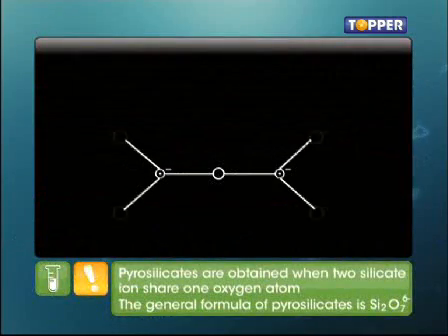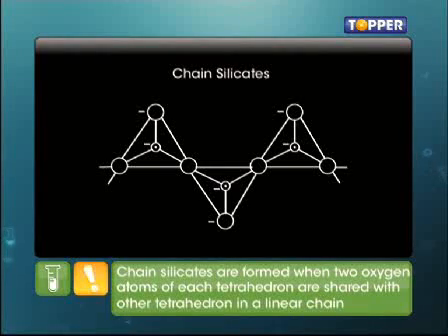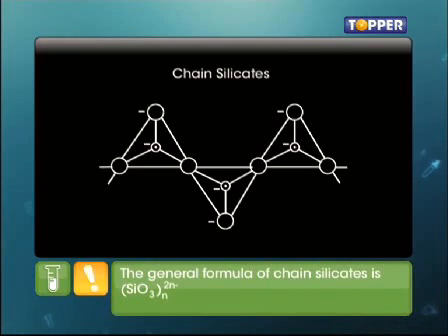Moving on to the next type of silicates, which is pyrosilicates. They are obtained when 2 silicate ions share 1 oxygen atom. The general formula is Si2O7 6-. This type of structure is known as island structure. Chain silicates are formed when 2 oxygen atoms of each tetrahedron are shared with another tetrahedron in a linear chain. They form linear chains and have the general formula (SiO3)n 2n-.